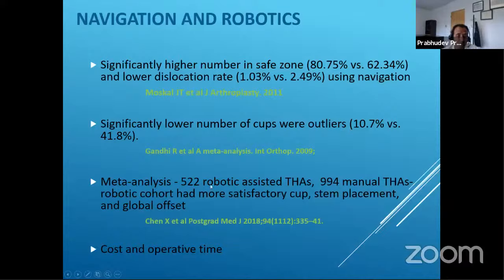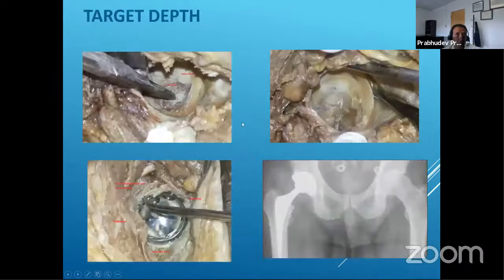In another meta-analysis, 522 robotic assisted total hips and about 1,000 manual total hips were compared. The robotic cohort had more satisfactory cup positioning, stem placement, and global offset recreation. But again, the cost is an important consideration, and especially in the beginning of the learning curve, it can increase the operative time significantly.